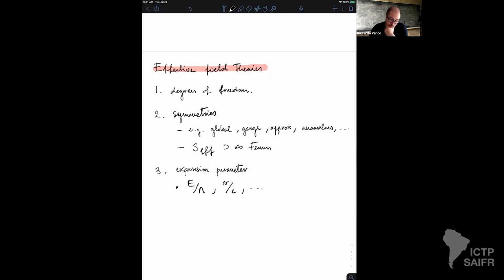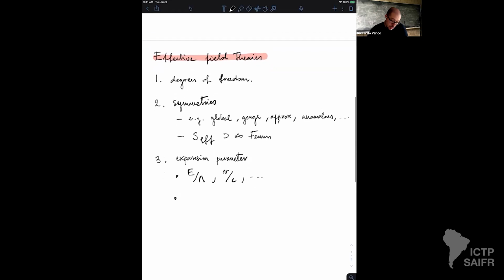And in order for the whole effective theory program to make sense, one needs to be able to assign to each term in the action a definite scaling in these expansion parameters. And this is what goes under the name of power counting.